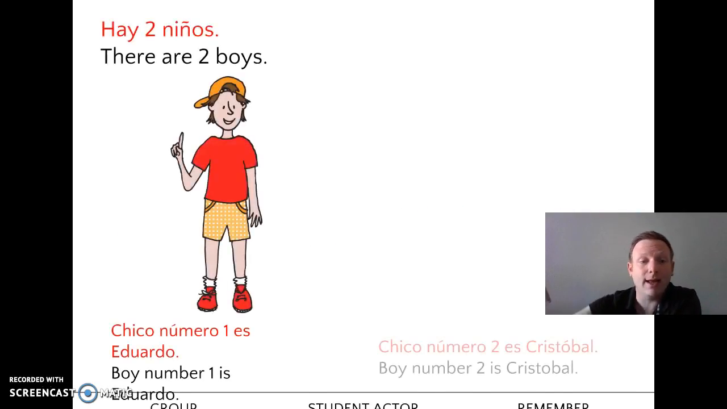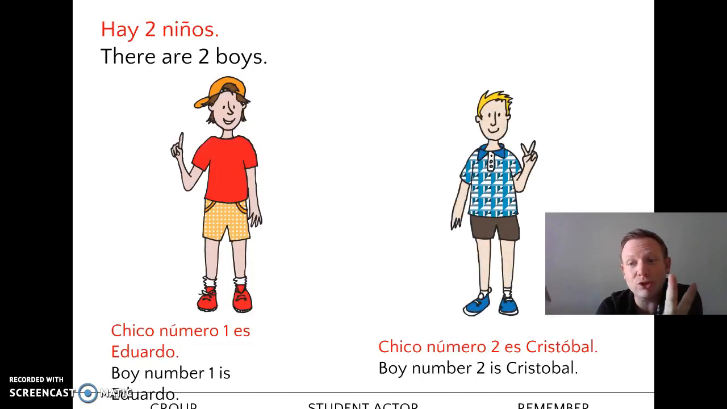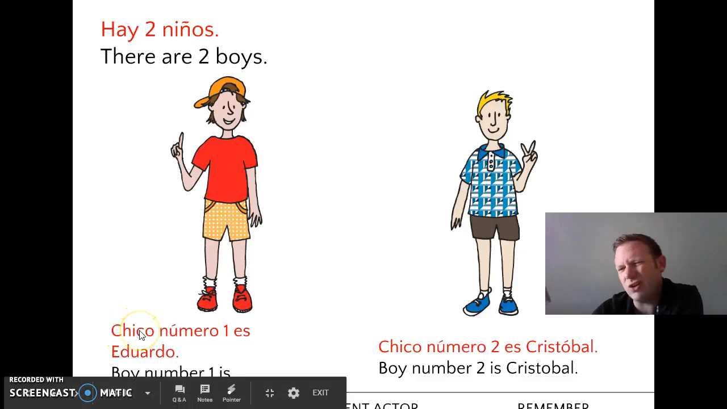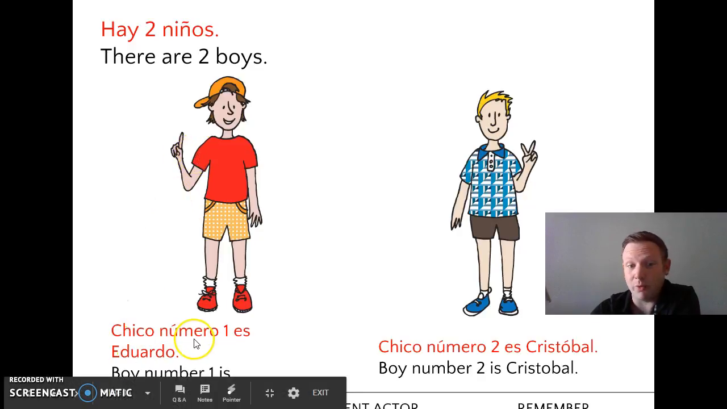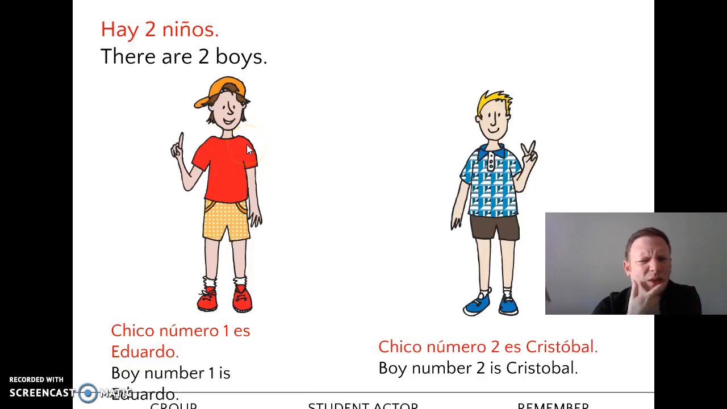Mira, clase, hay dos niños. Dos niños. Chico is another word for niño. You can kind of use them sometimes in between or interchangeably. Chico número uno es Eduardo. Sí, es obvio. ¿Eduardo es una chica? No, Eduardo no es una chica.